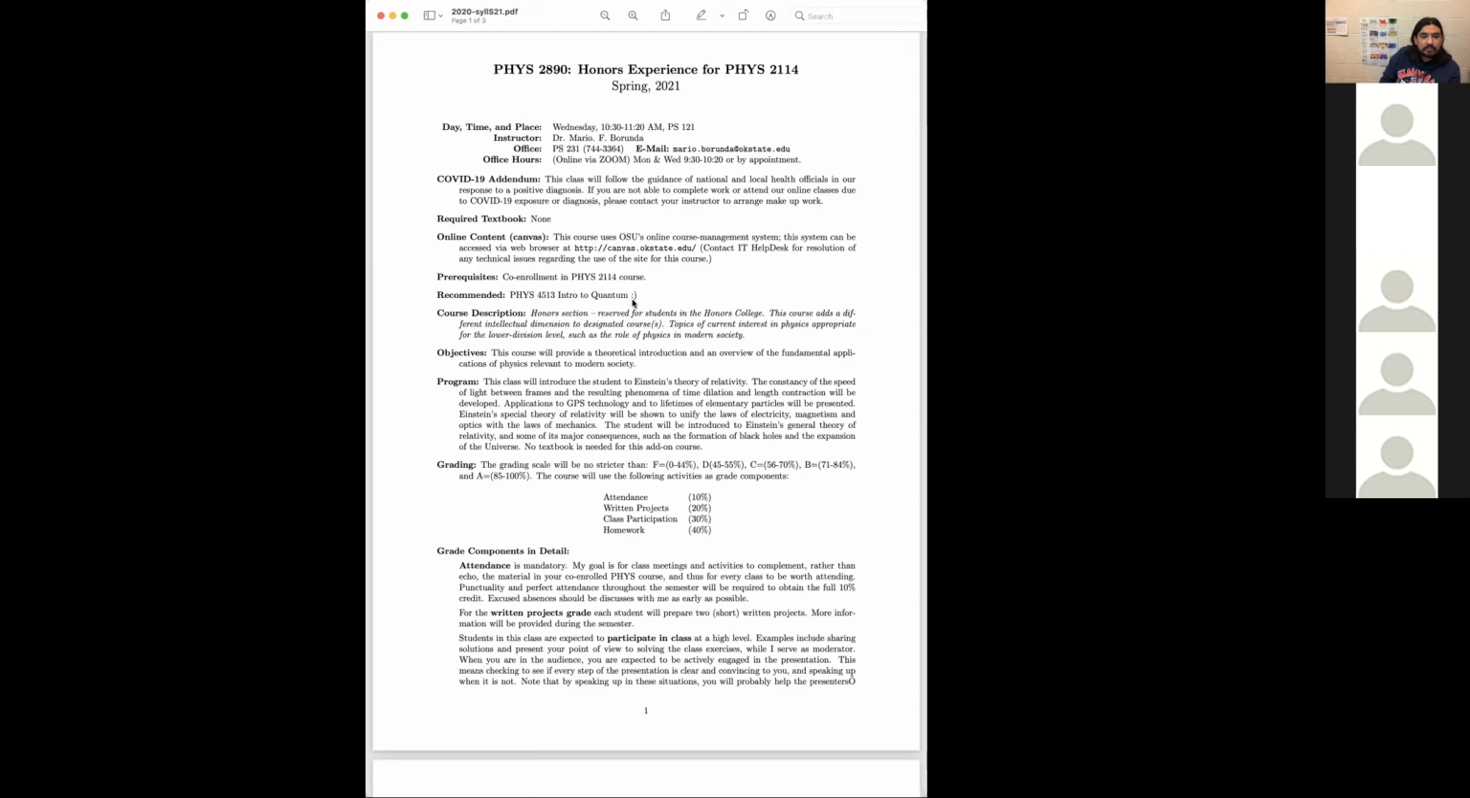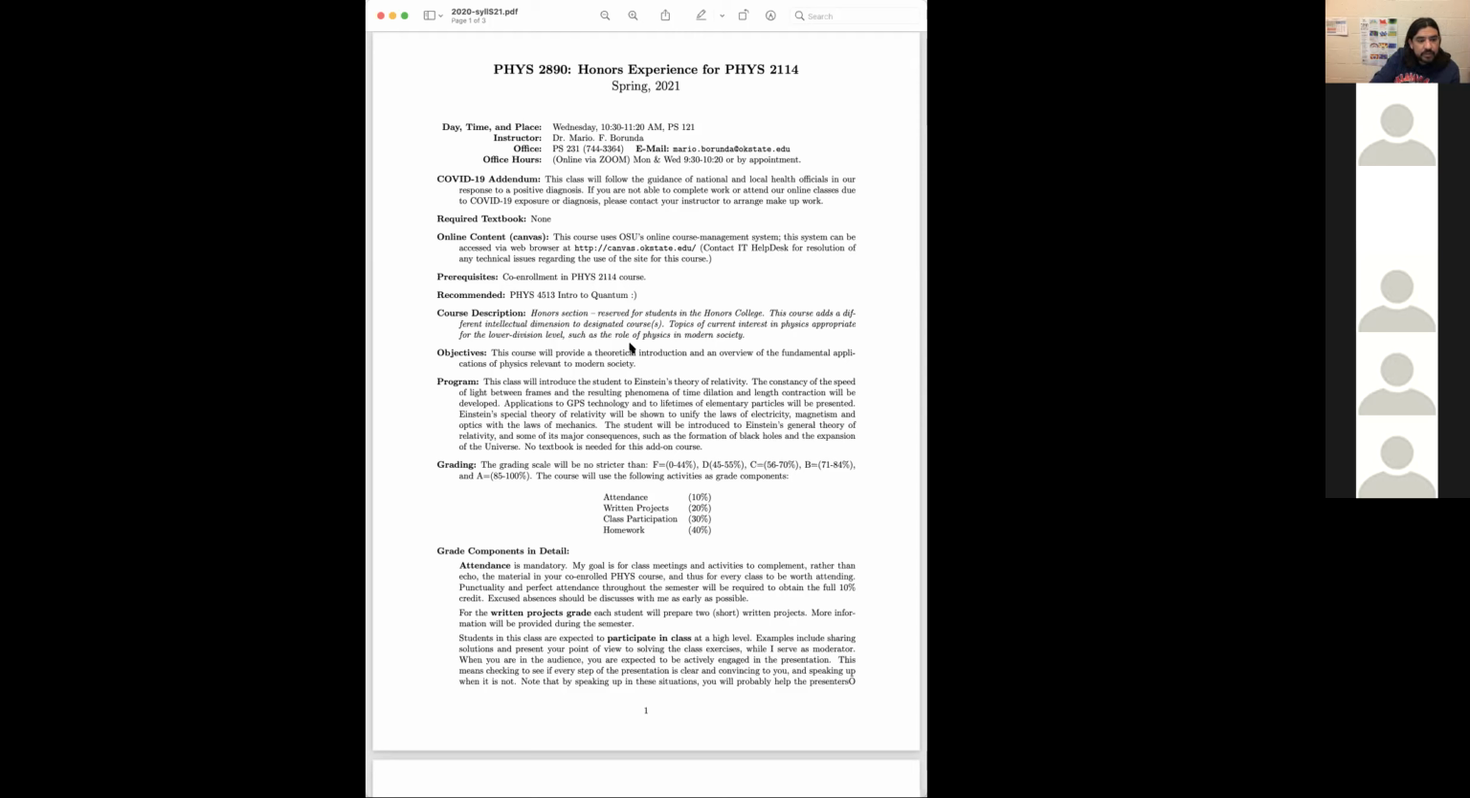And then this is the course description for the course that you're taking. It's reserved for students in the honors college. And it would be adding a different intellectual dimension to your designated course. In this case, it is Physics 2. The idea is to cover topics of current interest that are appropriate for a course at this level. And in this case, it could be the role of physics in modern society.